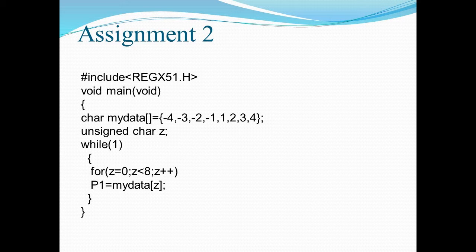Once the for loop is completed, there is again the while(1), so it will start again from 0 up to the 8 elements. So it will send the data again and again. Let us simulate this program on the Keil compiler and check what kind of output we are getting.